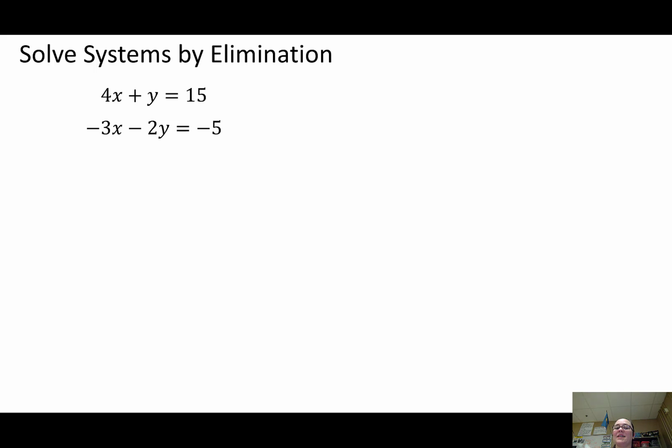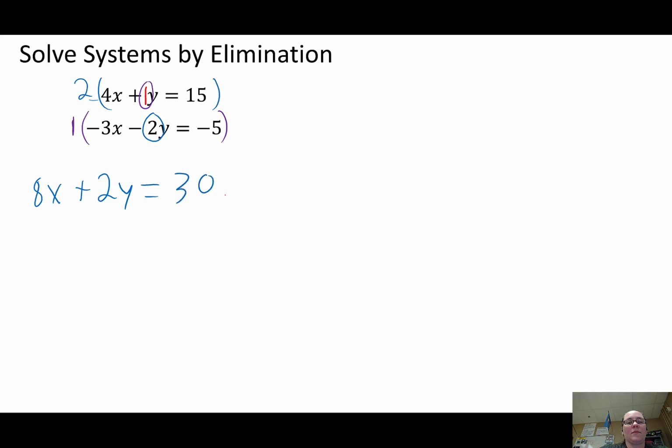Some tricks that I see that help when we're looking at these to make it easier: we're going to look for, do we have a coefficient of 1? In this case we do. So I'm going to multiply the bottom equation by 1, and then I'm going to multiply the top equation by 2. I'm not going to worry about positive and negative numbers on this, we're just going to do the positive numbers. So 2 times 4x gives me 8x. 2 times 1y gives me 2y. And 2 times 15 gives me 30.